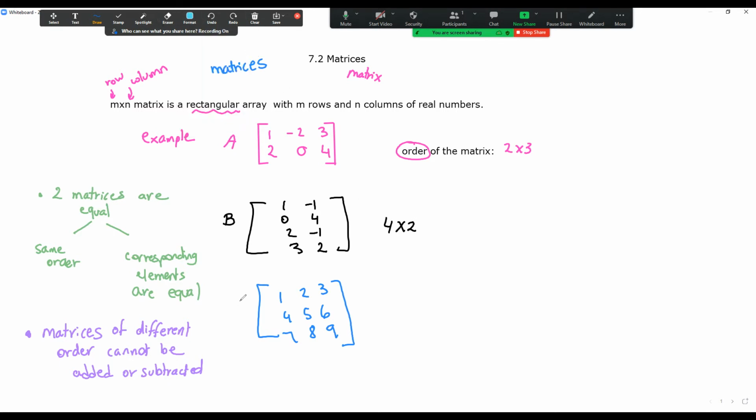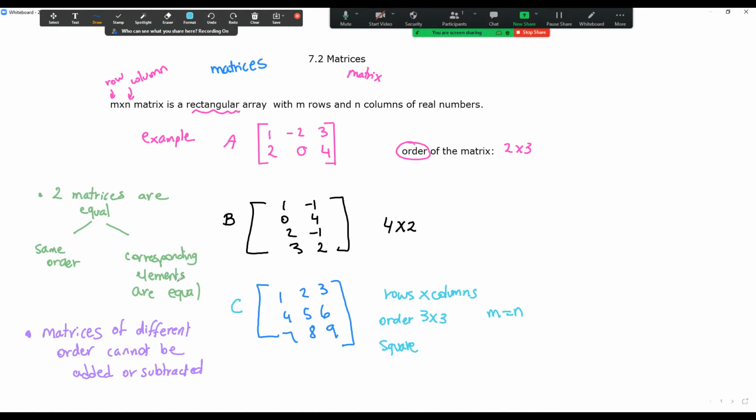Take a minute and figure out the order of the last one. I'll pause for a second. Rows, then columns. So the order of this matrix will be a 3 by 3. And this is a special one. That's why we call it a square matrix. The number of rows is equal to the number of columns. So that's why we call it a square matrix.